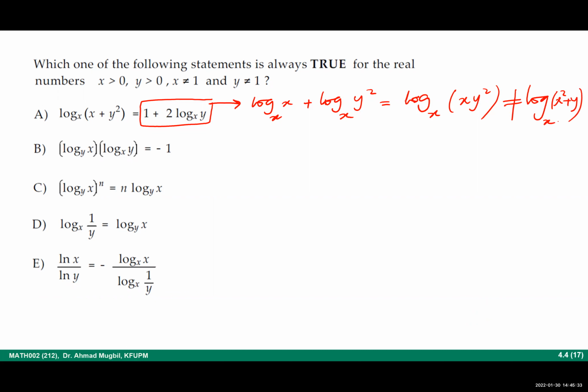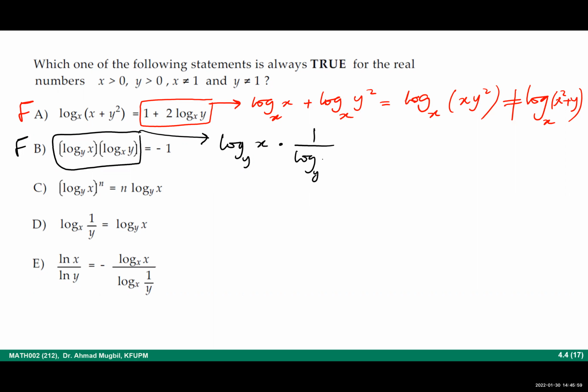So this is why this is false. Now, what about the second one? Is it false? It is false. Why is it false? Because, in fact, this side is equal to what? Log y of x multiplied by 1 over log y of x, which will be cancelled. We'll get 1 over 1, which is 1.